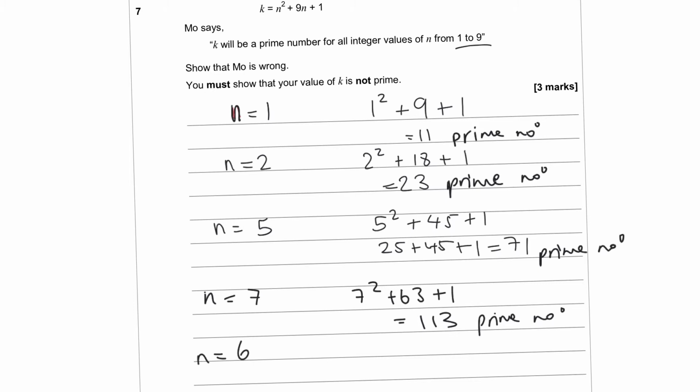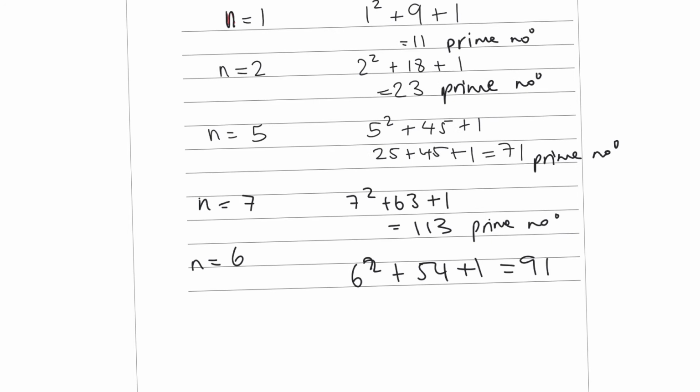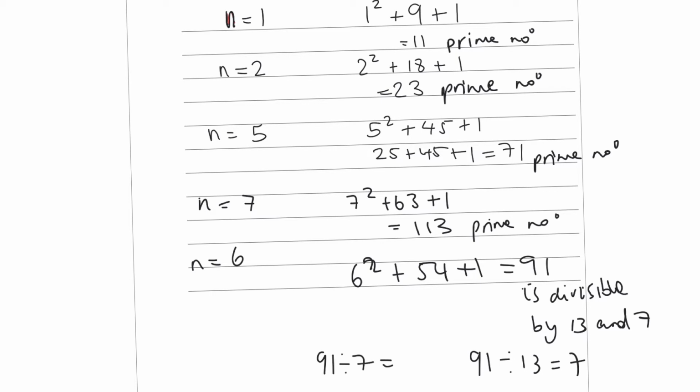Okay, so let's say if n is equal to 6, then we would have 6 squared plus 54 plus 1. Quickly inputting that into my calculator, that's 36 plus 54 plus 1. Aha, we have 91. And 91 is not a prime number, because 91 is divisible by 13. 91 divided by 13 is 7, and so it's divisible by 13 and 7, because 91 divided by 7 would give you 13.